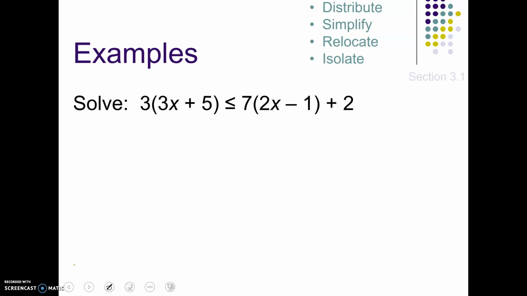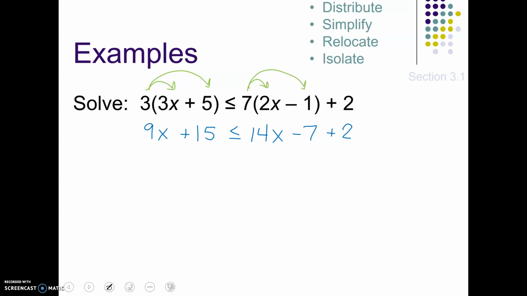So first step is I distribute. Again, this step is to remove the parentheses to try and loosen up all the terms, free them up so that they can move around. So I've got 3 times 3x, that's a 9x. I've got 3 times 5, which is 15, less than or equal. 7 times 2x is 14x. 7 times negative 1 is negative 7. And then I have that plus 2.